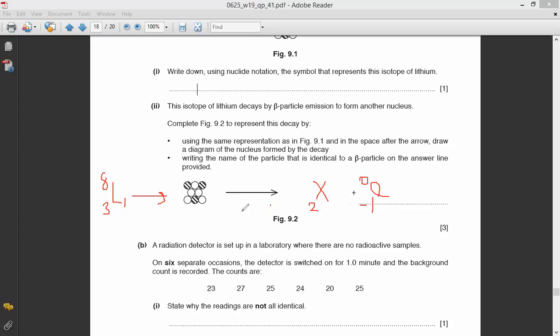No, this should not be 2. This should be 4. I'm going to put this as X. I'm going to put this as 8. This is actually what it will decay to. Now, the question is, how did I get this?